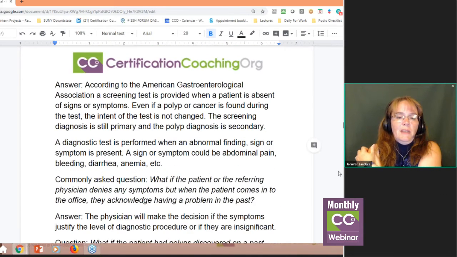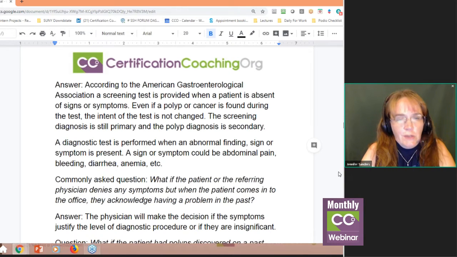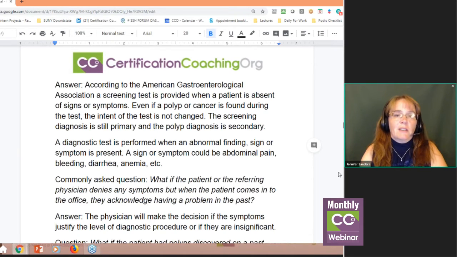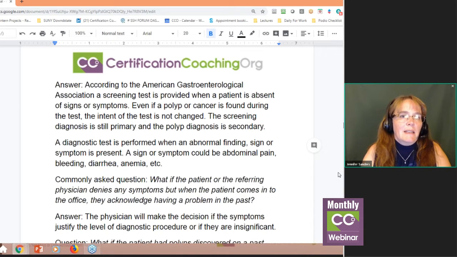According to the American Gastroenterological Association, the screening test is provided when that patient has no signs or symptoms. So, okay, you're 58, time for colonoscopy. You're not having any problems, so probably everything's okay, but we need to do it. So we're looking at the screening then. We want to make sure there's no problems. We're screening the patient to see if there's anything wrong. So even if they found a polyp or some kind of benign or malignant or some kind of cancer in there, some kind of problem that they found during that test, the intent doesn't change.